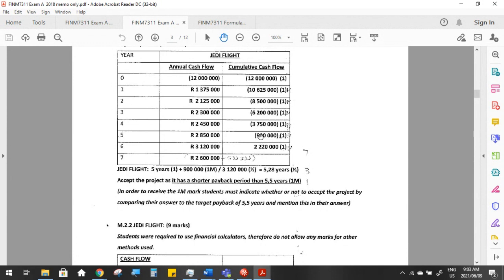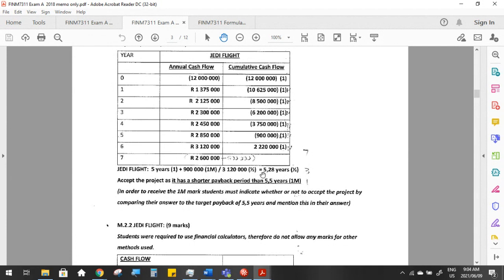So the last negative amount over the next total cash flow equals 5.28 years. And take note, that's not 5.28 months. We've calculated a percentage of a year, 900 over 3120. So it's 5.28 years. If you wanted to express it as months, you would take 0.28 times 12 months, and then that would be however many months it was. Now you've got to compare your answer to our target payback of 5.5 years.